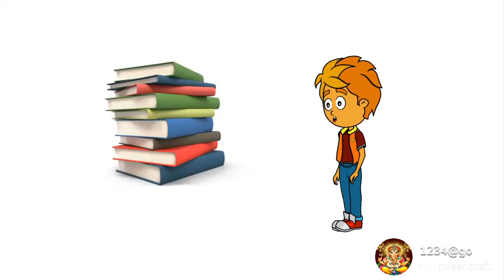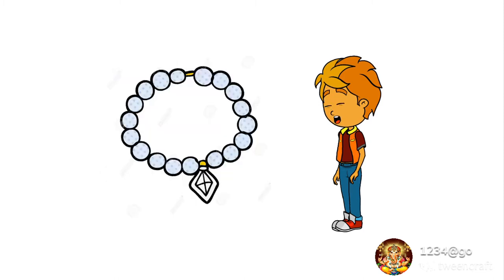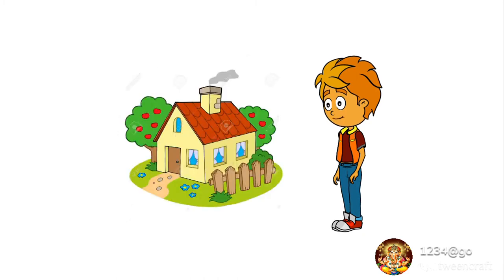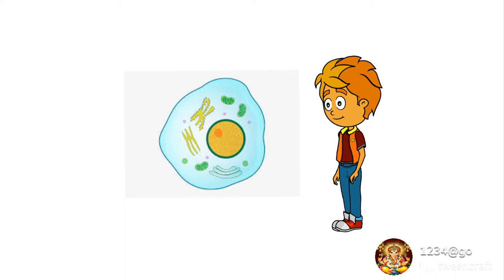Have you ever wondered what things around you are made up of? Books are made of papers. Necklaces are made up of pearls. Houses are made up of bricks, and so on. Then, what is your body made up of? What about bodies of other plants and animals? They are made up of cells.